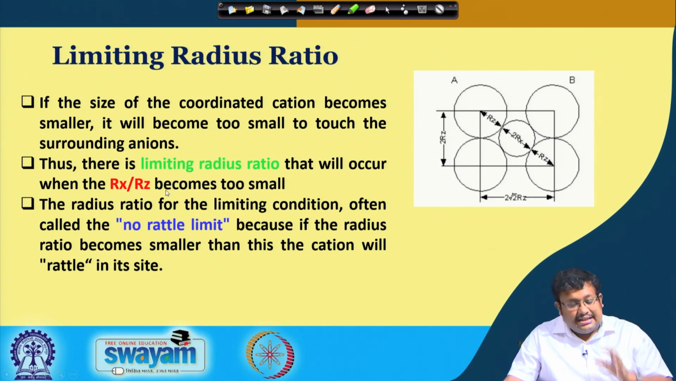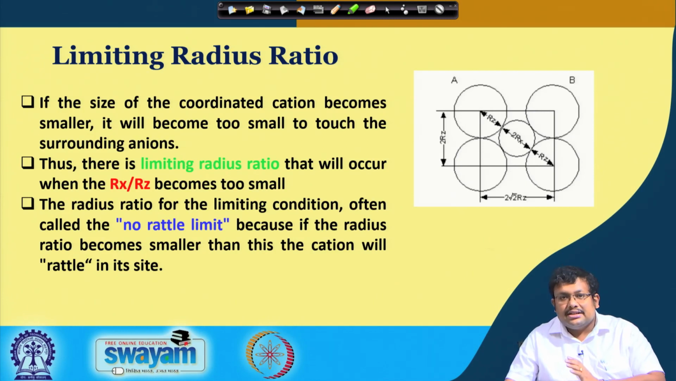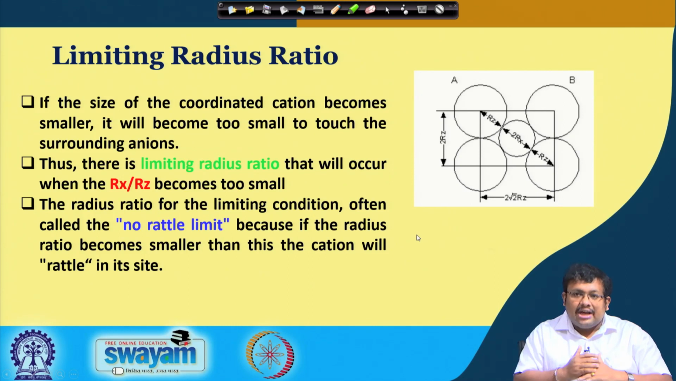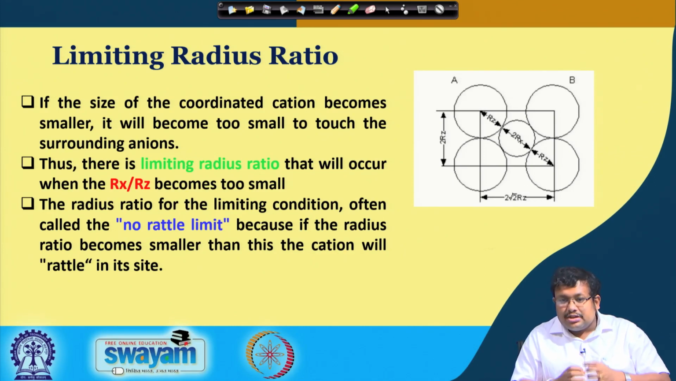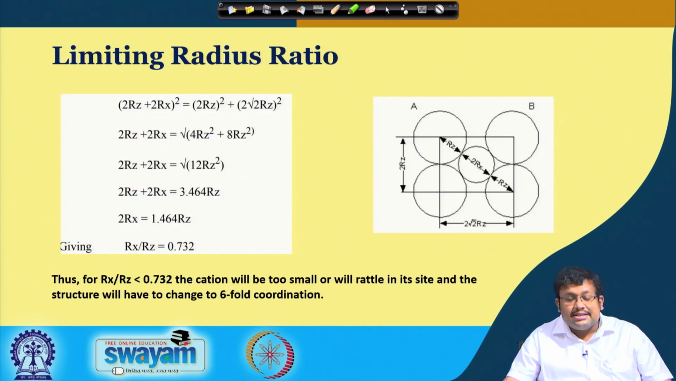Now, the radius ratio of the limiting condition is often called the no rattle limit, because if the radius ratio becomes smaller than that no rattle limit, then what will happen? The cation will rattle in its site. So, the structure will be disrupted. Let us see how we can calculate this limiting radius ratio.